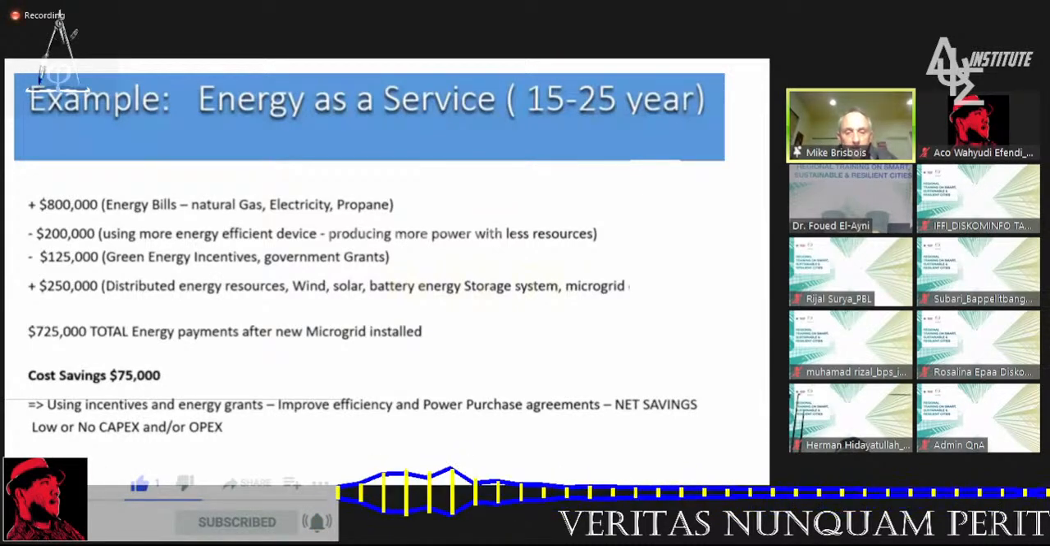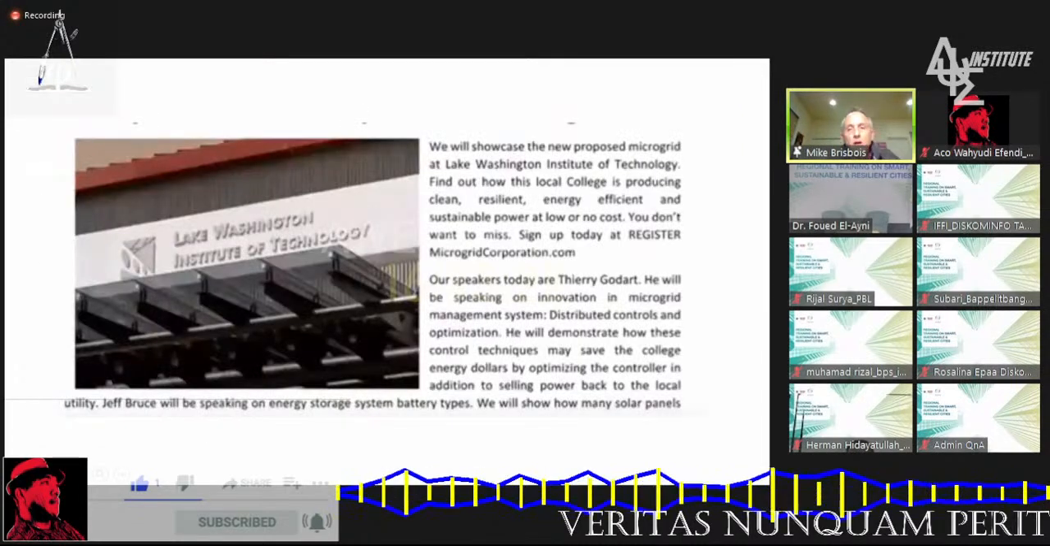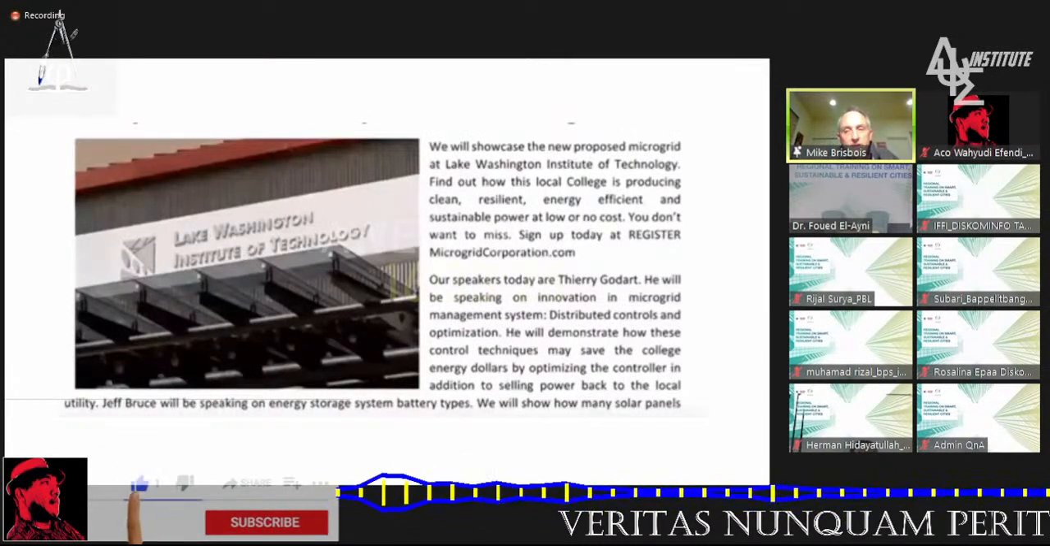So these power purchase agreements, these energy as a service, is something to look into. It doesn't pertain to every facility, but some of these facilities may take advantage of this depending on the size and the load and the locality. Okay, I'm going to go quickly through this, 2 minutes, on where we put the solar panels and some of the locations we found for the energy battery storage systems at a particular college.